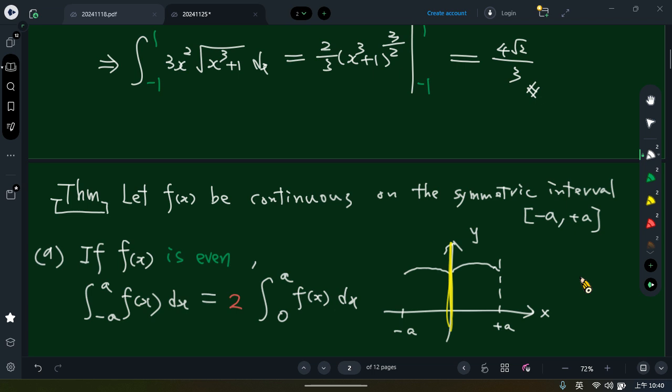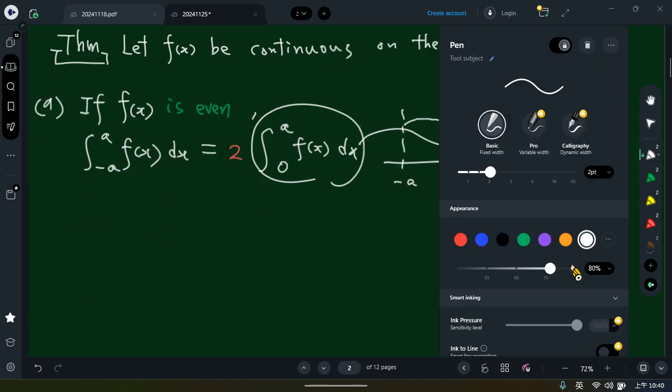Because it's symmetric, if you have this part, of course, due to the symmetric property, you can also have the other part. So when you take the integral from negative a to positive a, of course, it's just 2 times this part, right? Just 2 times this part, right?